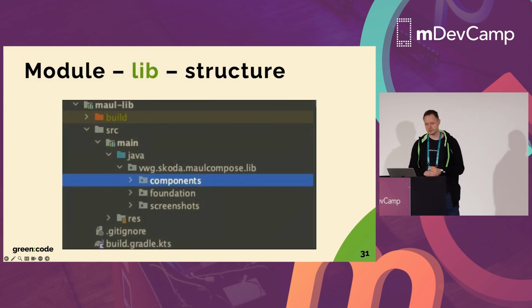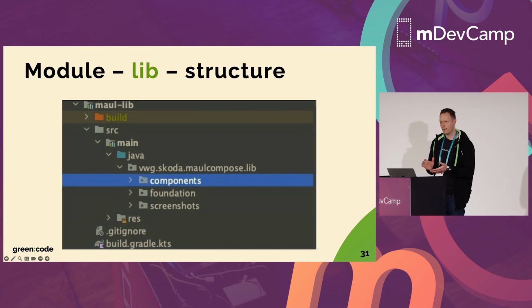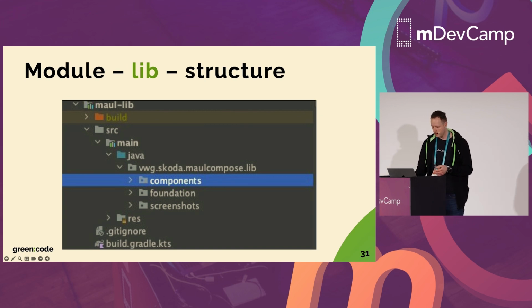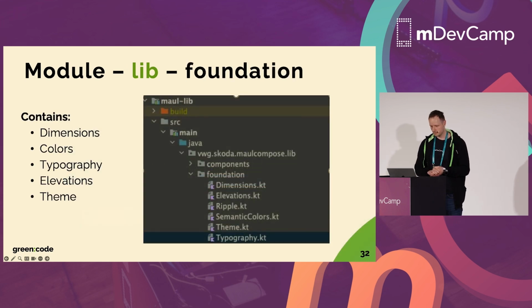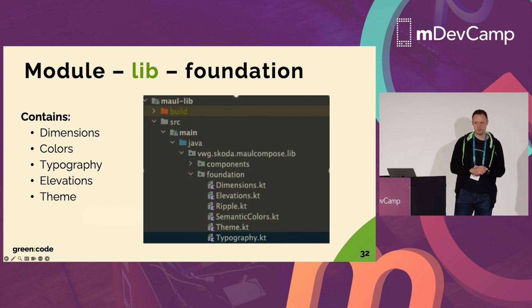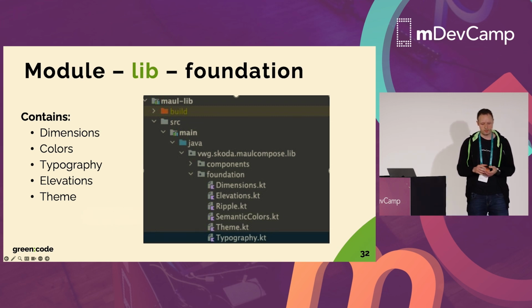Okay, module lib, the structure is simple. We have the components package, foundation, screenshots. Screenshots, probably it's the simplest one. There is just a preview for screenshot tests. I will get back to it later. So let's take a look at foundation. It contains dimensions, colors, typography, elevation, and theme.